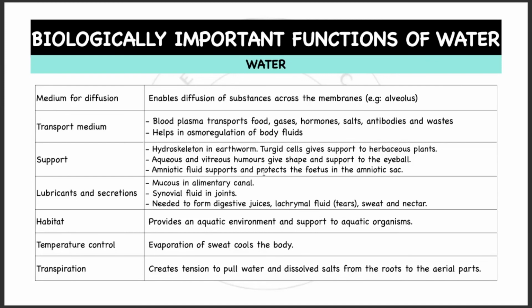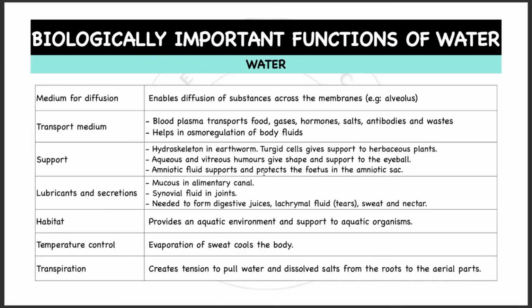Amniotic fluid is actually that fluid that surrounds the fetus, surrounds the baby when the mother is pregnant. So it's important because it protects the fetus in the amniotic sac. So yeah. And also they act as lubricants and secretions like the mucus in our alimentary canal, our digestive system. Synovial fluids in joints, so like in our knees we actually have a sac of fluid over there. And then yeah, it's also needed to form digestive juices for our digestion, lacrimal fluid for tears, sweat, and nectar.